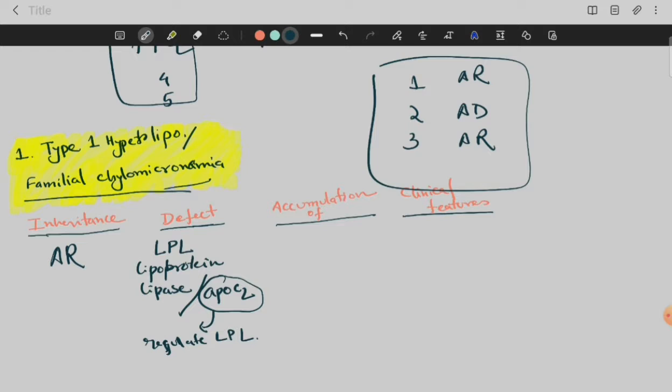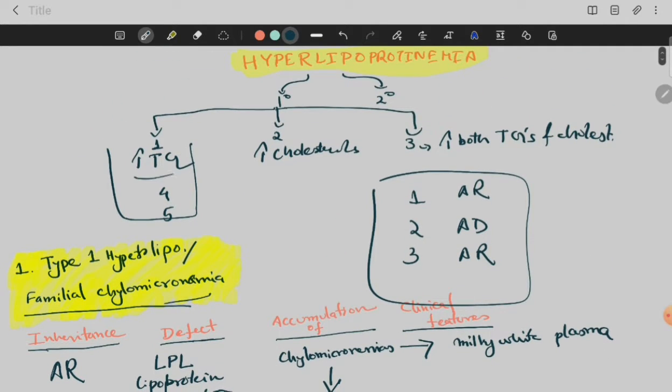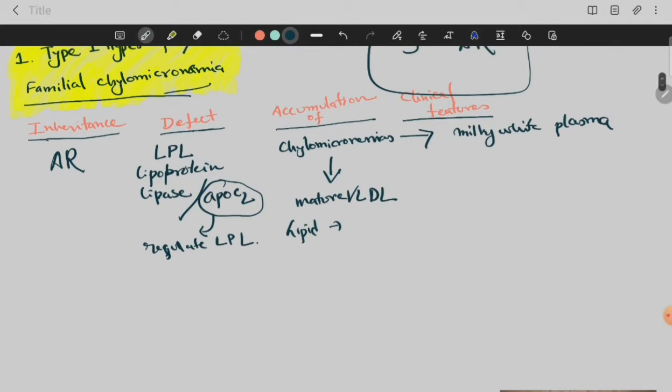hyperlipoproteinemia. Okay, here there is accumulation, as you can know from the name. There is chylomicronemia, which will eventually result in the clinical feature of milky white plasma, and the chylomicronemia can be associated with an increase in mature VLDL. The lipoprotein that is increased, as you can tell from the name, is triglycerides, which can result in acute abdominal pain.